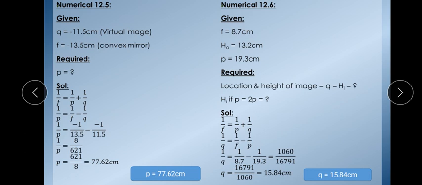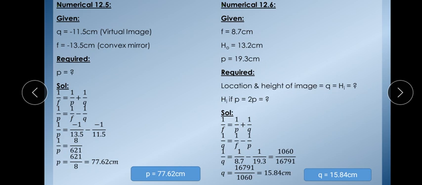Students, there are two parts of the numerical. First we are going to solve the first one. The f is given as 8.7 centimeter, the height of the object is 13.2 centimeter, and the distance of the object for part 1 is 19.3 centimeter. We have to find the location and height of the image, q and h_i.